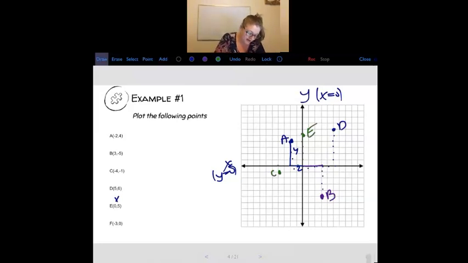And same thing with F of negative 3 comma 0. So we're only moving left or right, in this case left, because that 3 is negative, and then we have no vertical change. So 1, 2, 3, here's point F.